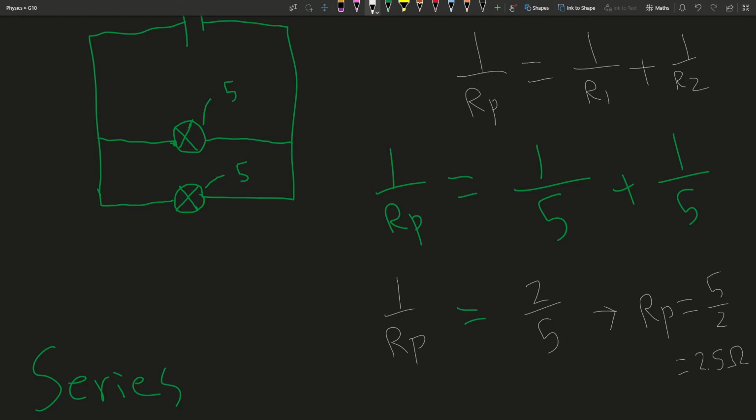Okay, so you must be careful in this section not to just say it's going to be 5 plus 5, it's going to be 10. You can't just go and say your RP is going to be 10 because both of these are 5. It's not that simple. It's actually 2.5.